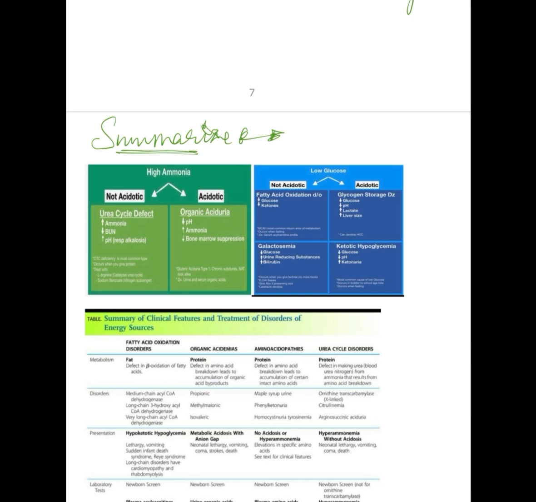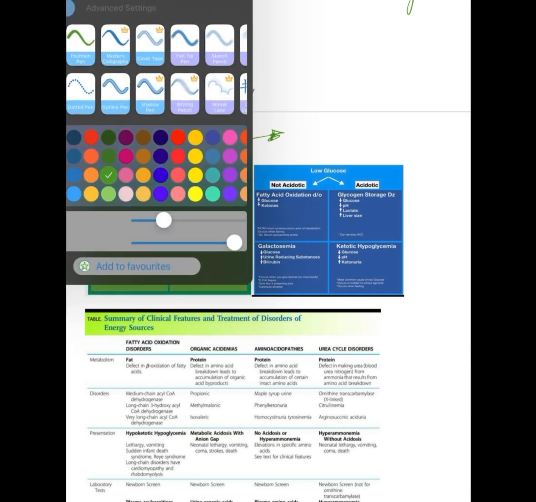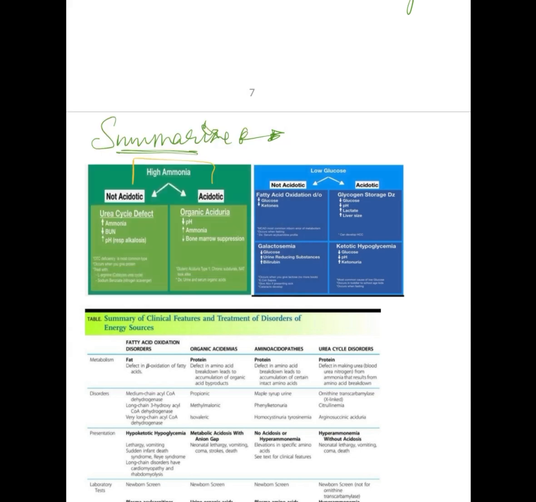Whenever a patient presents with, okay, we will go with a different colored marker, let's say yellow, for some time. So if a patient is presenting with high ammonia, what will you do first? You will check the ABG and check whether the patient's pH is elevated or not. If the patient's pH is normal, not acidotic, then you have to go with urea cycle defect. High ammonia, then normal pH, think of urea cycle defect, where there is increased ammonia, decreased BUN, and increased pH, especially alkalosis, but it is not acidotic. That you have to remember. Then you have to suspect all the urea cycle disorders and treat accordingly.